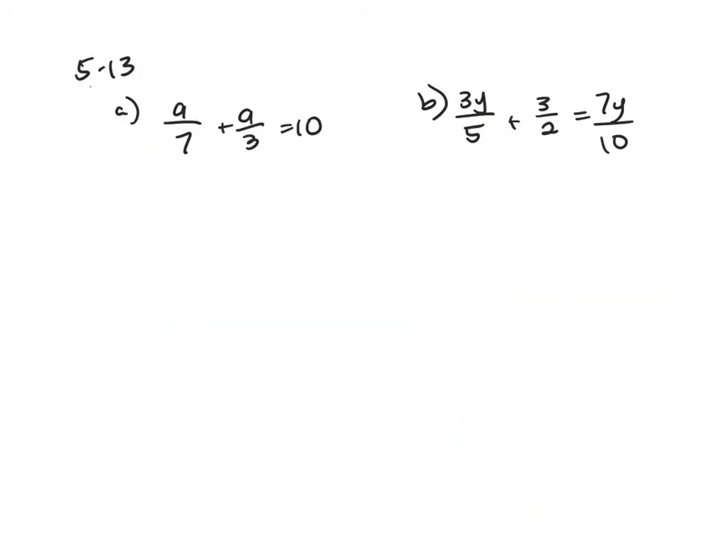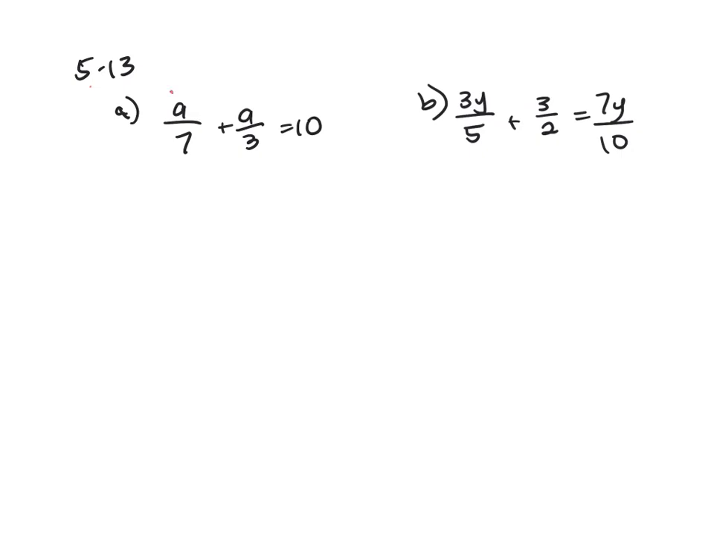Okay, so this is 5.13 A and B. I want you to write down these problems. Well, let's write down A actually first. And what is the least common multiple between 7 and 3? That would make sense that I multiply both sides by to get rid of the fraction.